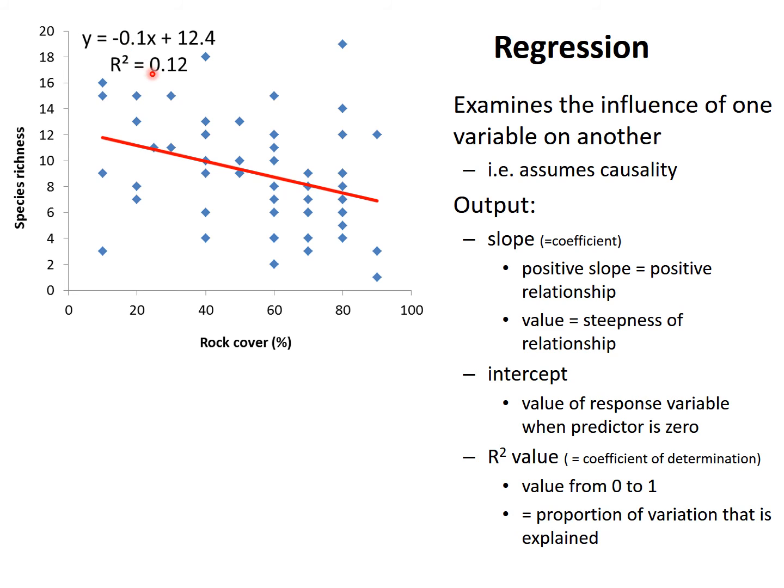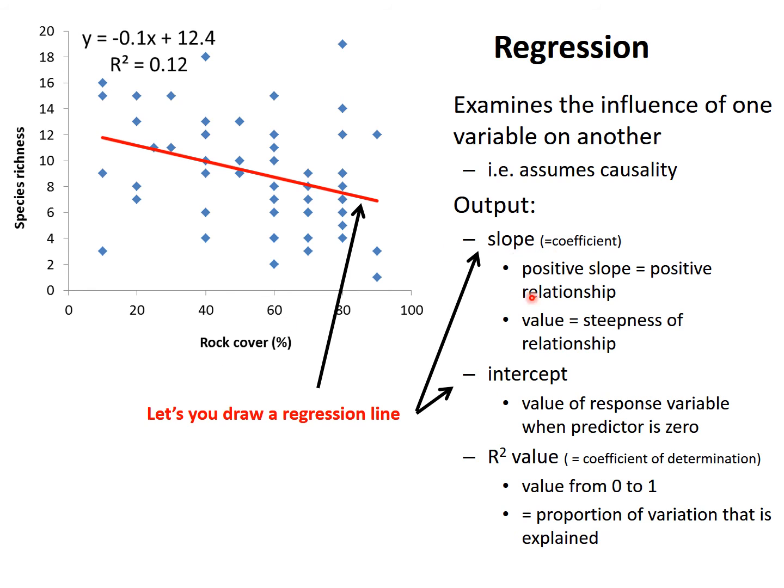The third thing to look at is your R squared value. Now that in a way is a bit like your R value from correlation, and in fact they're mathematically linked. It's also called the coefficient of determination. It ranges from 0 to 1. And what it does is it explains the proportion of variation in your response variable that is explained by your predictor. So in other words, here we see that 12% of the variation in species richness is explained by rock cover. So that's not a very high proportion of variation to explain.